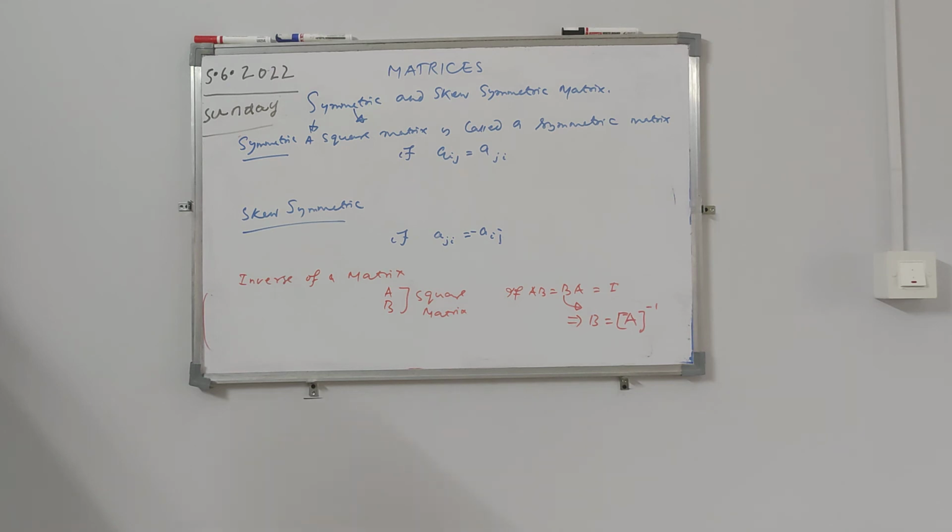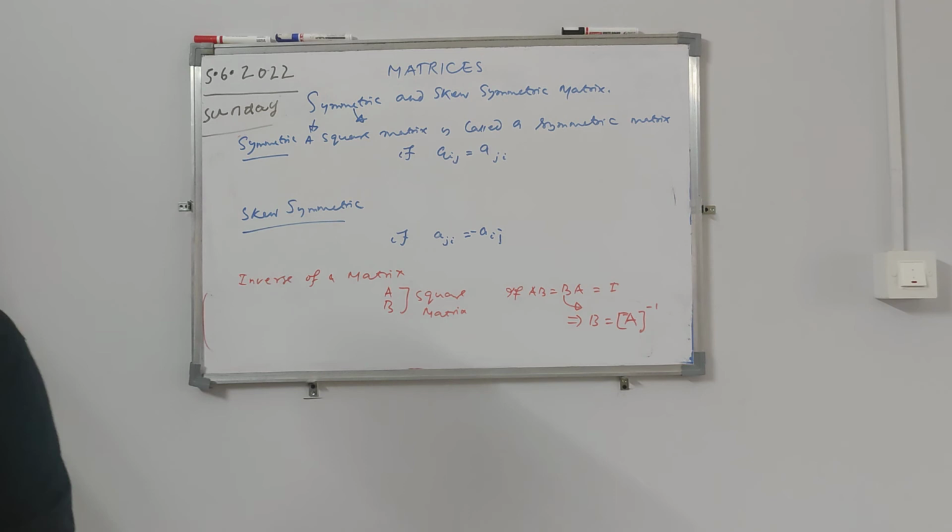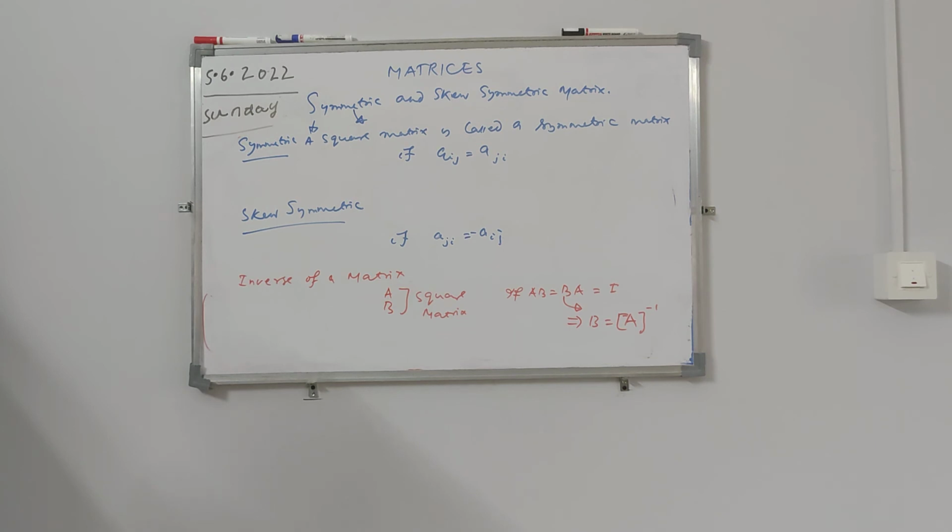Another thing: the inverse of a square matrix, if it exists, is unique. Not every matrix will have an inverse existing. It has a condition. After doing the determinant, we will do it.